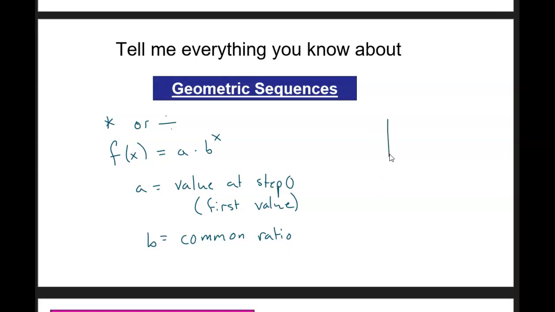And then if we wanted to graph this, what would it look like? So this usually starts somewhere down here and then grows really rapidly, something like that. So it's not a straight line for geometric sequences. This is called an exponential. So we might write that as well. This is exponential. Exponential growth.